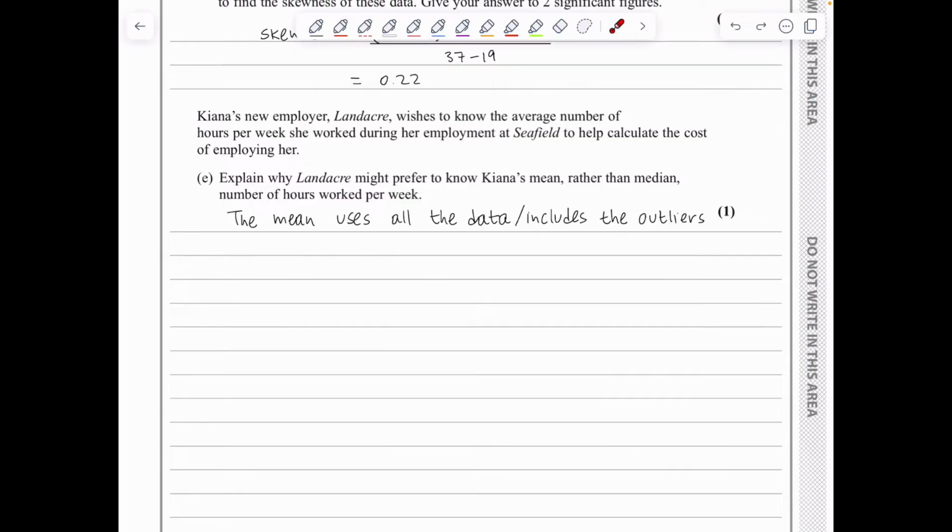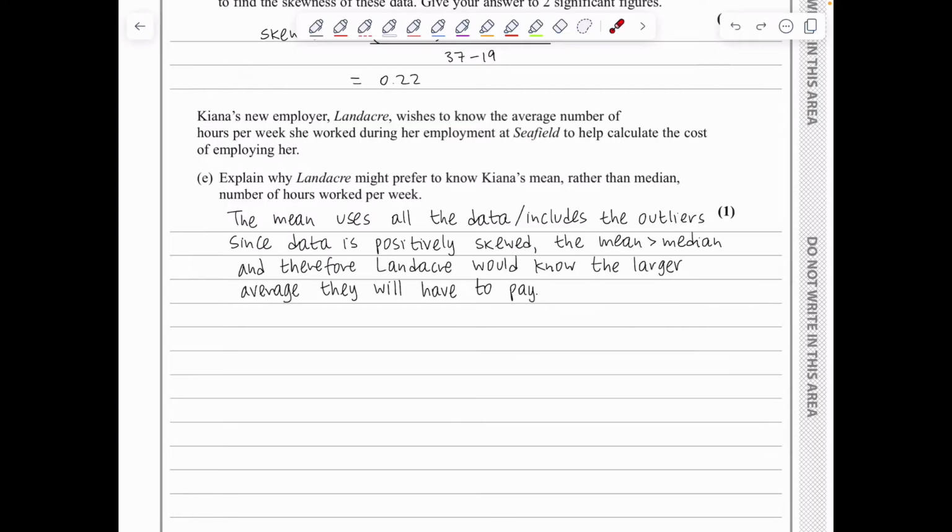Alternatively, we could be basing our answer around the answer we got in part D. We see that there is a positive skewness, and since the data is positively skewed, this means that the mean is greater than the median, and therefore this means that they would know the larger average they were expected to pay.